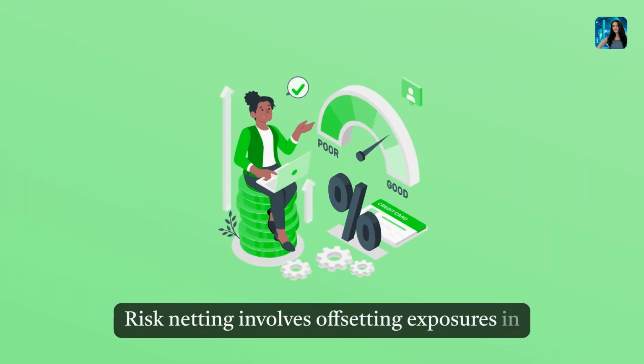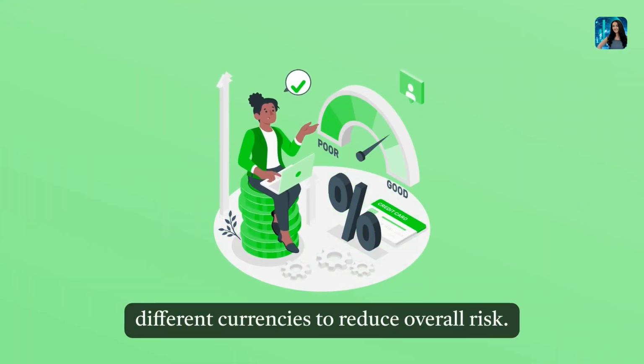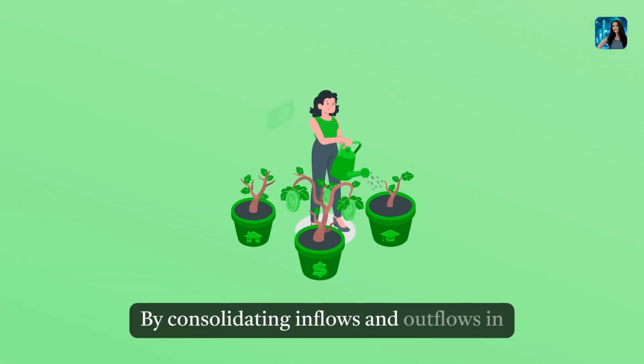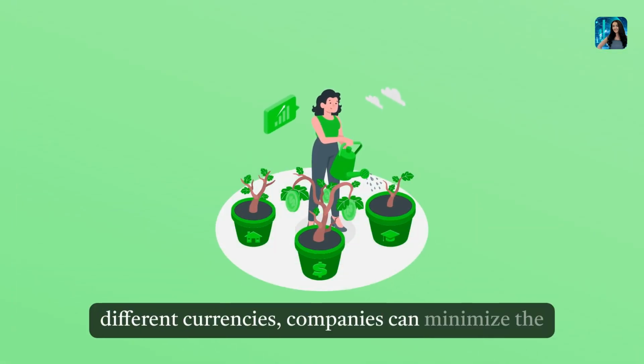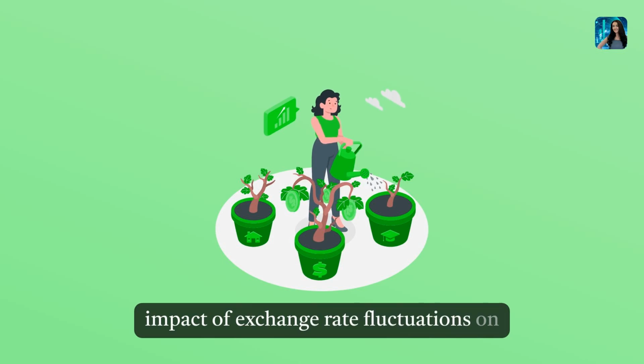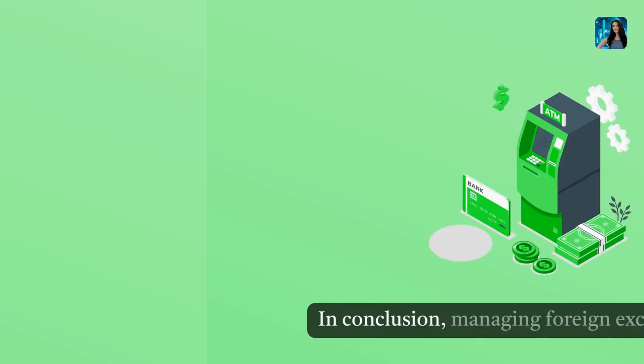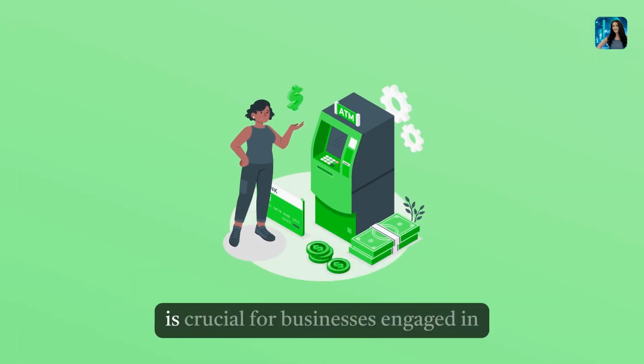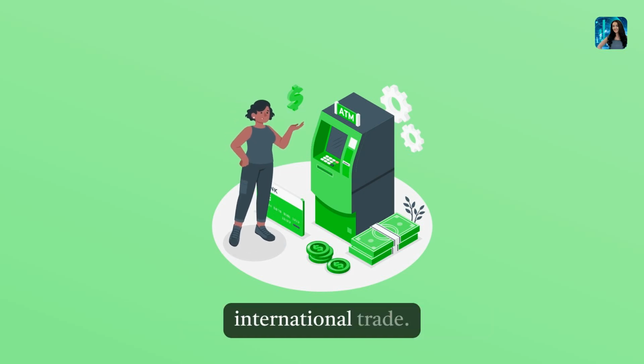Risk netting. Risk netting involves offsetting exposures in different currencies to reduce overall risk. By consolidating inflows and outflows in different currencies, companies can minimize the impact of exchange rate fluctuations on their bottom line. In conclusion, managing foreign exchange risk is crucial for businesses engaged in international trade.